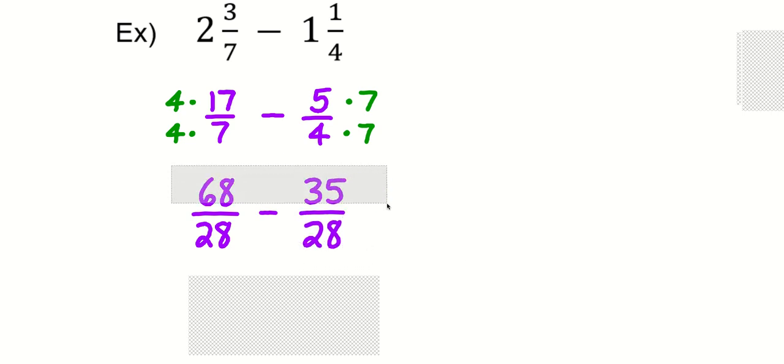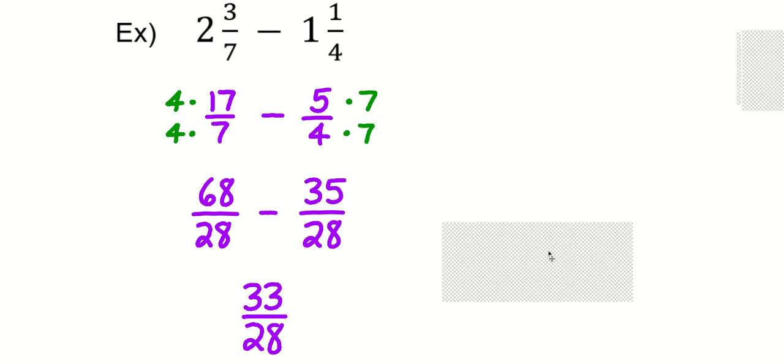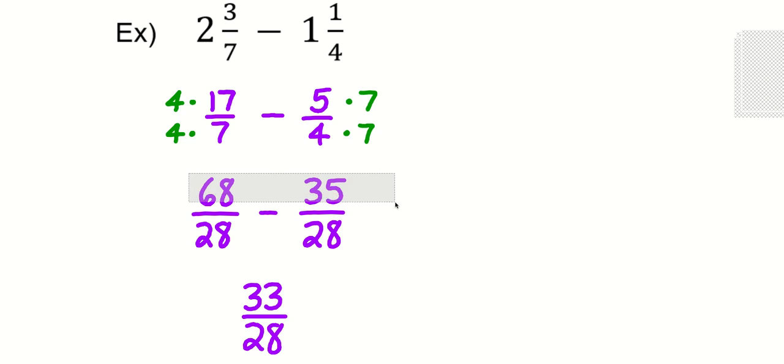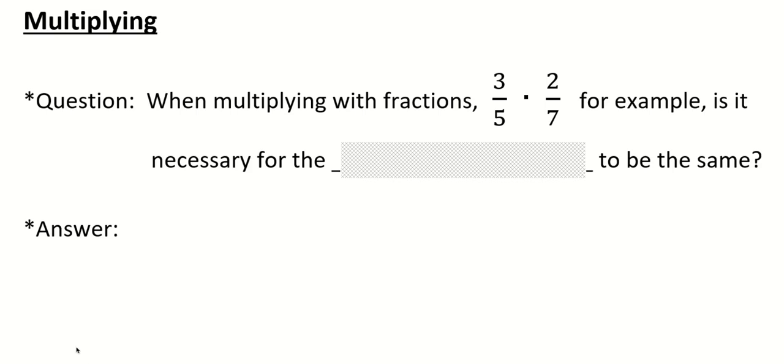68 minus 35. I'm going to say that's 33. And I'm right. But hey, no shame whatsoever if you grab a calculator to do 68 minus 35 or 4 times 17. No shame whatsoever. All right, changing gears a little bit.